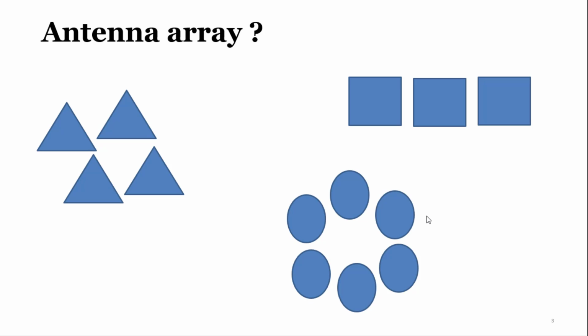So in an antenna array, several single antennas, separated from each other like in the figures here, are geometrically arranged to give desired radiation characteristics that are not possible to achieve with a single antenna.